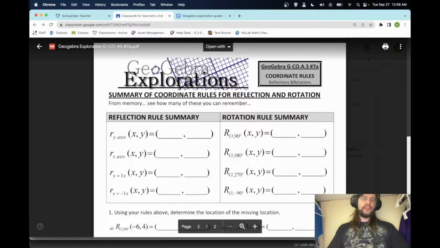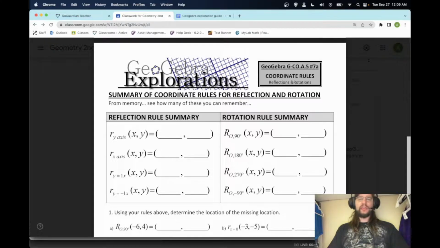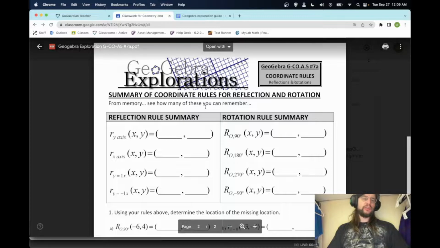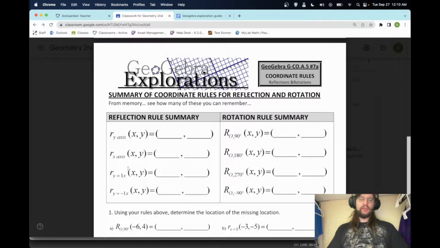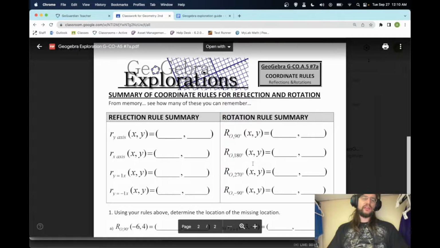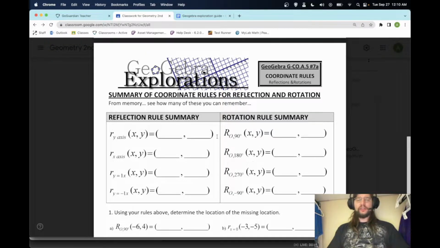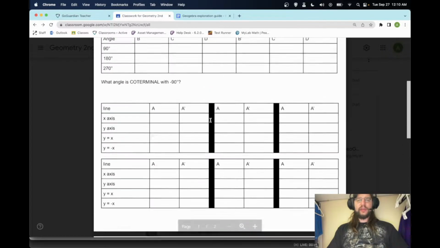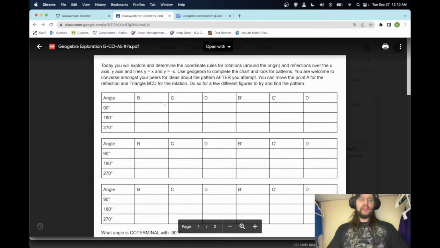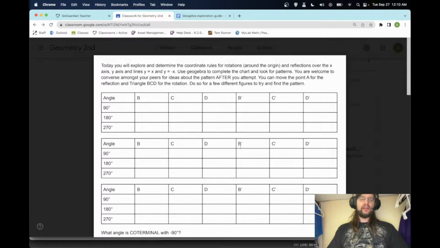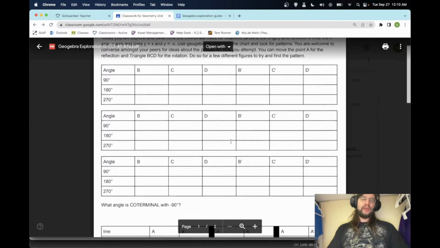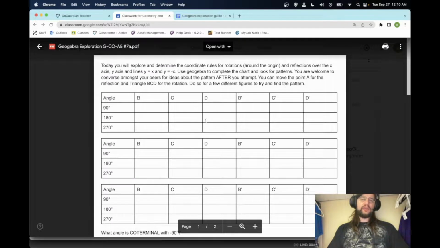Alright guys, so today we're going to look at the coordinate rules for reflections and rotations. You're going to be using a program called GeoGebra to manipulate a point or points for reflections and rotations, write down their coordinates, and try to find out what the pattern is, and write it down on this paper right here. I gave you some space for plenty of examples. If you figure out the pattern earlier, you don't have to complete them all, but do a couple of each just to see what's going on.